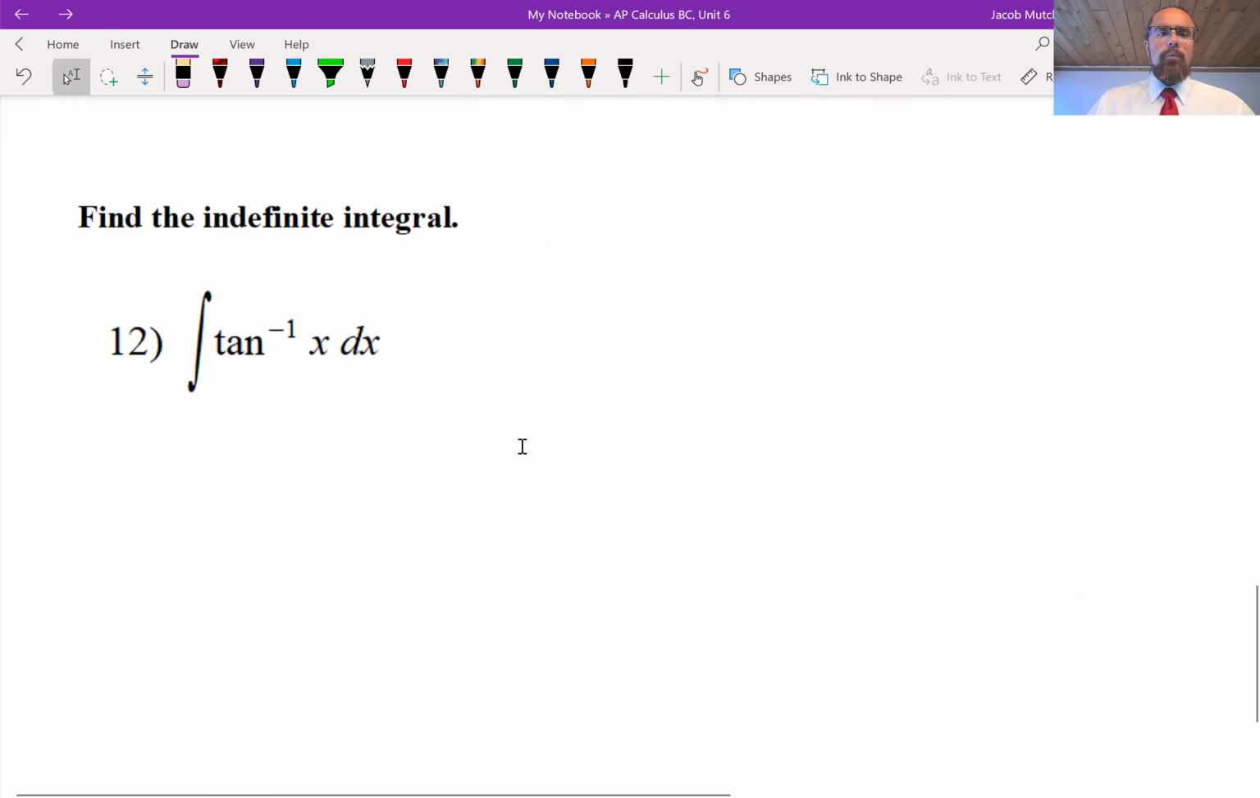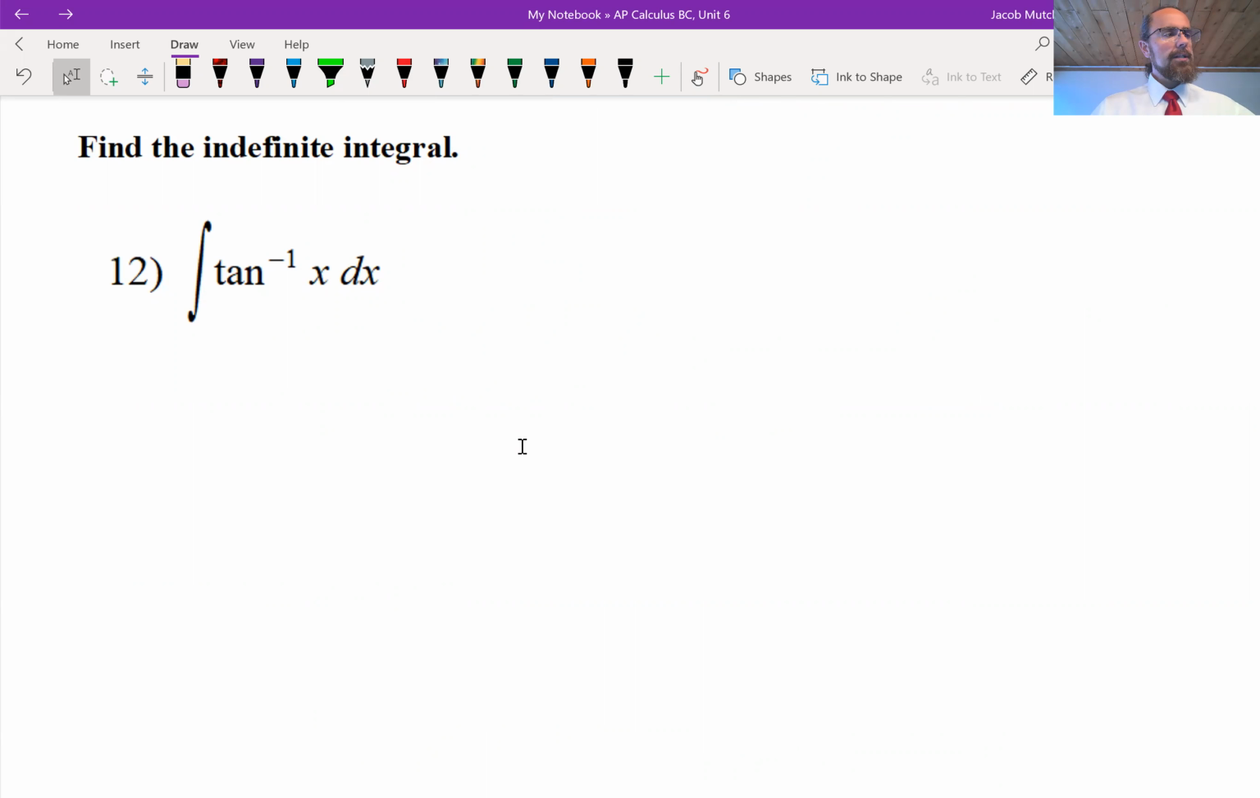Let's take a look at one final example that involves just a single factor in my integrand. A lot of times when we do integration by parts, we really are expecting to have multiple factors so that I can identify one piece as u, one piece as dv. But here I just have one. So I've got the inverse tangent of x and dx. If I'm going to use integration by parts, I'm going to call this inverse tangent of x my u. And dv, I'm going to identify as dx.